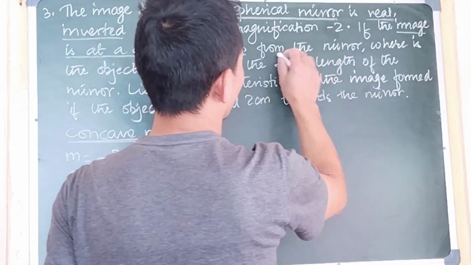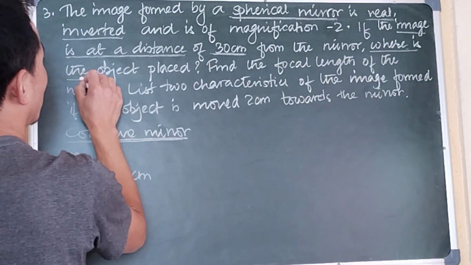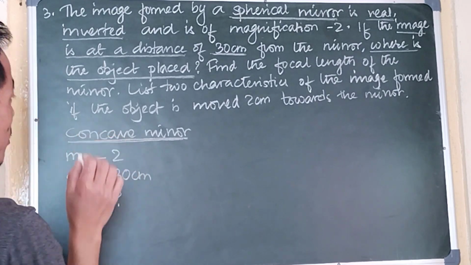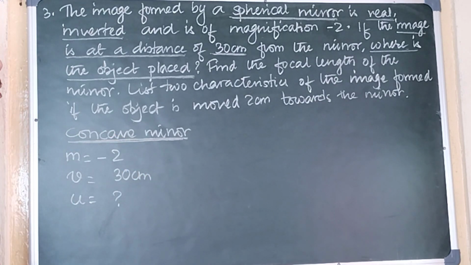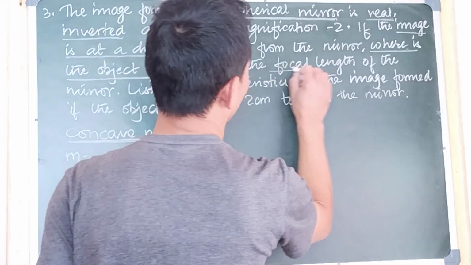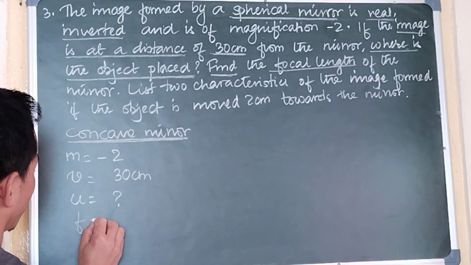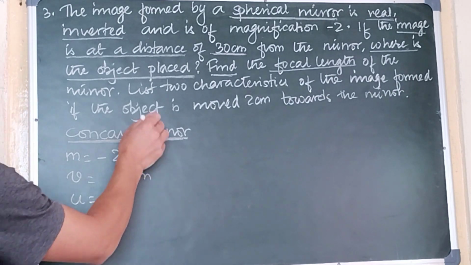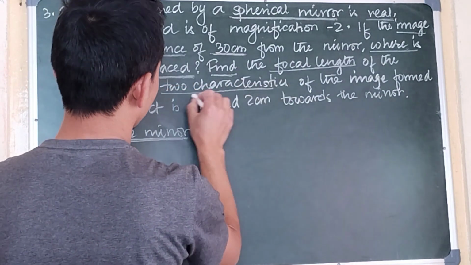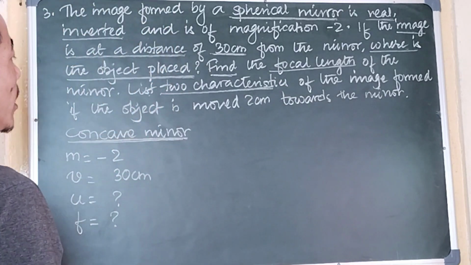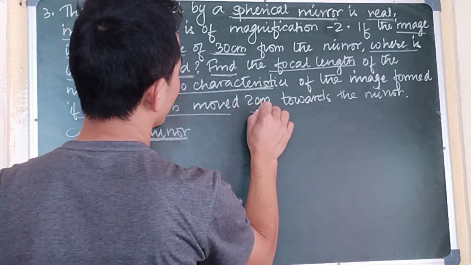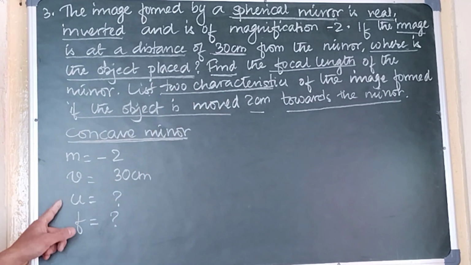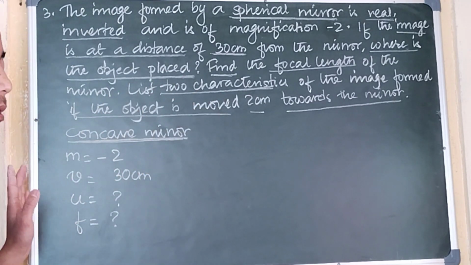Now the question is from where the object is placed. So that means you have to find the value of object distance. This is the first thing that you have to find out. Also you have to find the focal length, which is also not given. Also this question says you have to list two characteristics. That means what kind of image will be formed if the object is moved 2 cm towards the mirror. So we will discuss this later. First let's find out the given and unknown terms here.